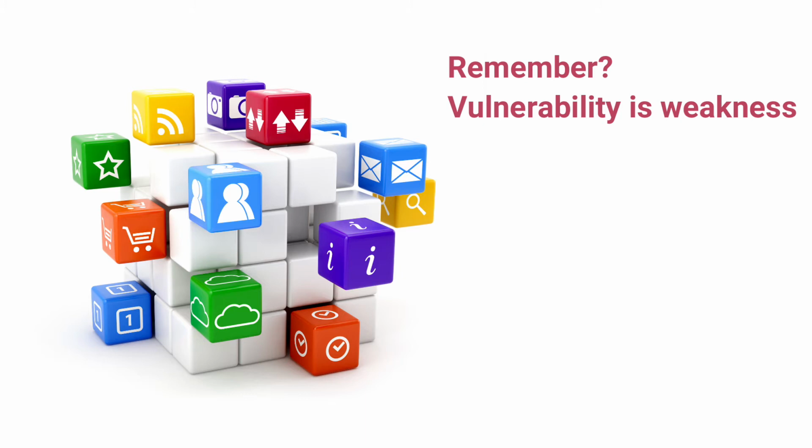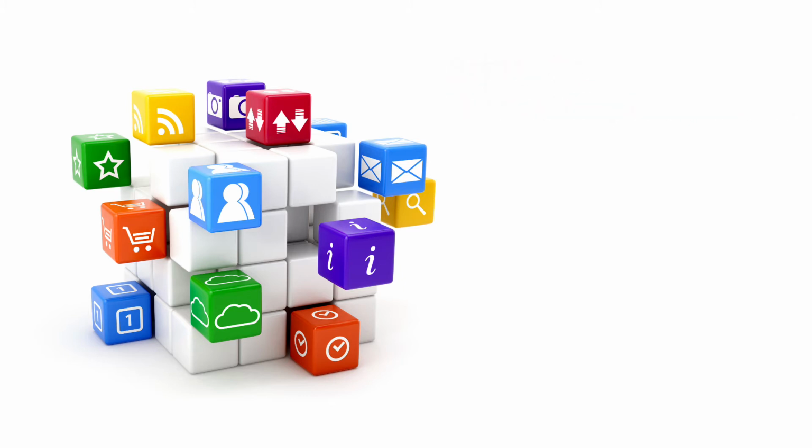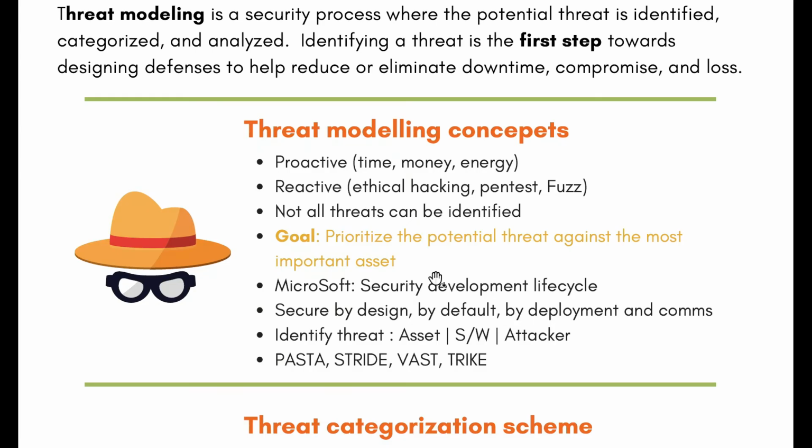The end result is to prioritize the potential threat against the most important asset. You may not be able to identify all the threats, that's okay, and may not try to solve all the problems you have in hand. So, one of the steps in threat modeling is to prioritize. Before we see how to prioritize, let's cover STRIDE.